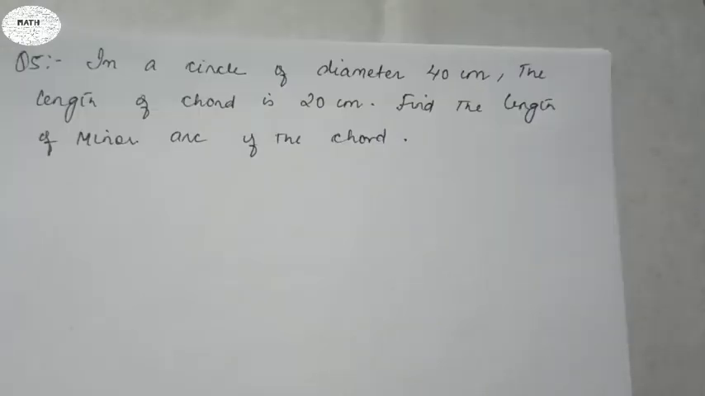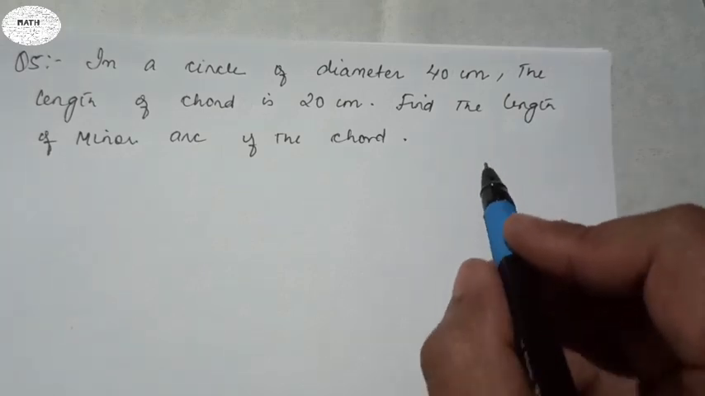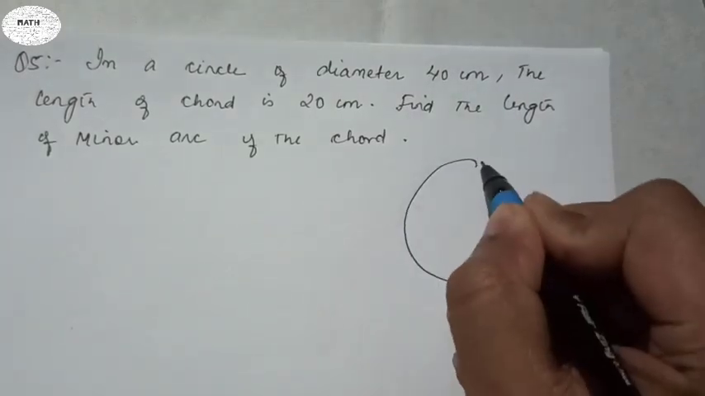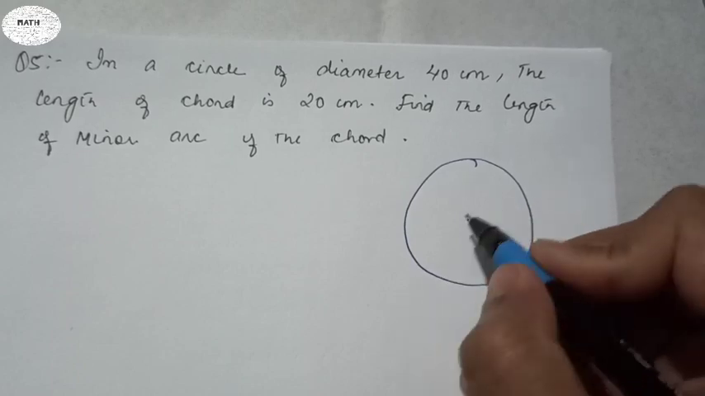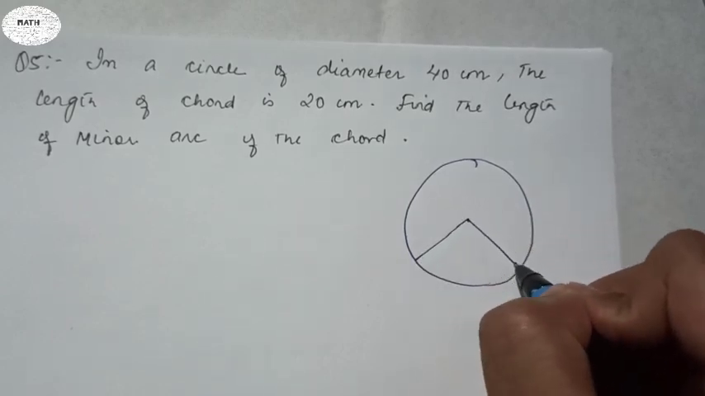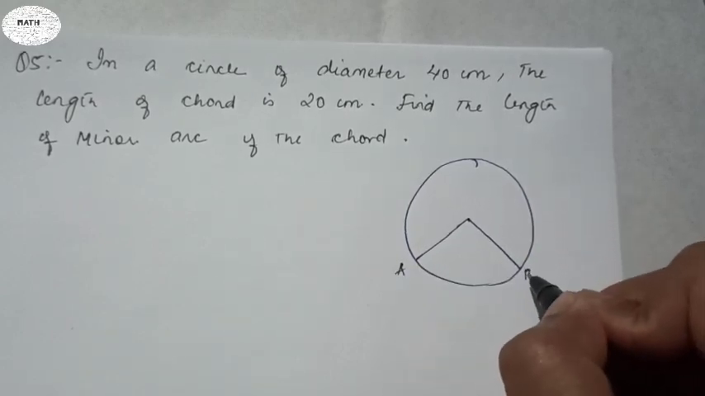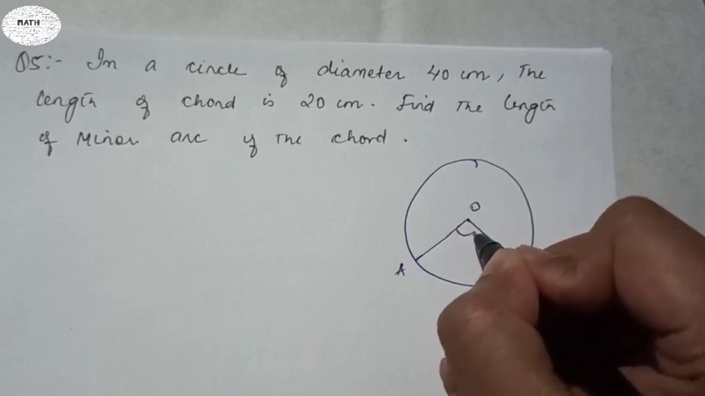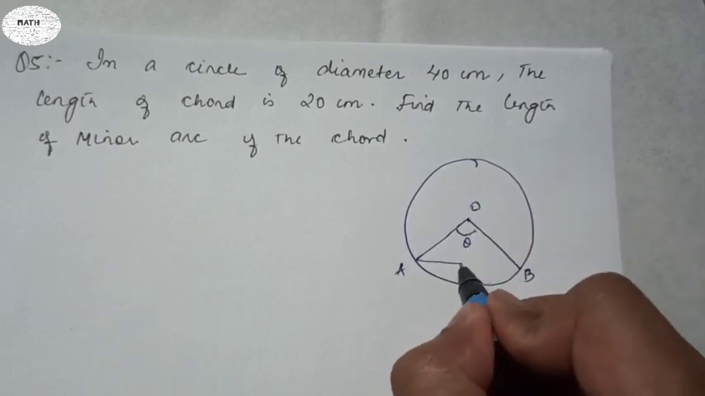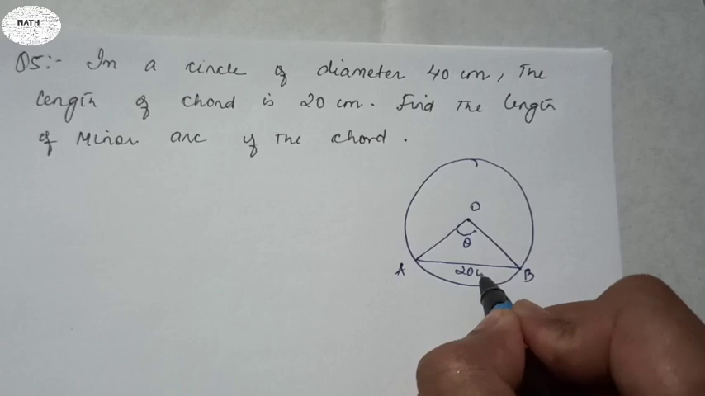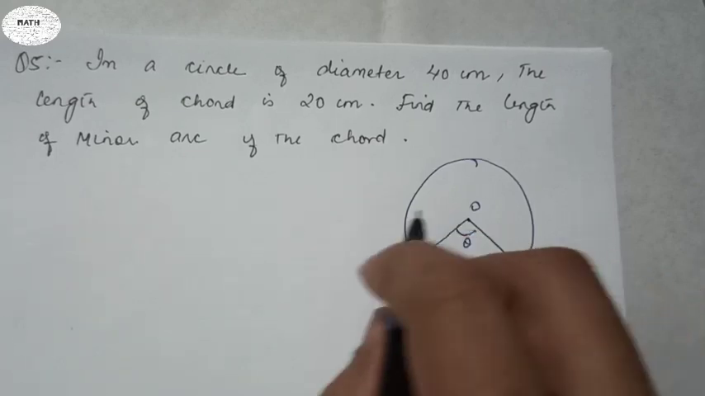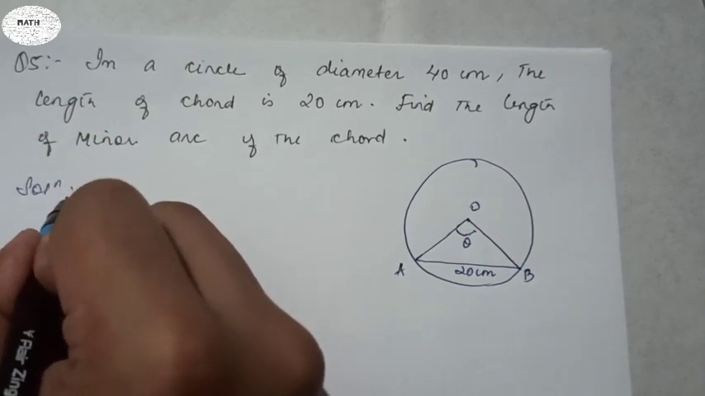Okay, your question number 5 is: in a circle of diameter 40 cm, the length of the chord is 20 cm. Find the length of the minor arc of the chord. So let me just draw a diagram. From the center till here is nothing more than your A, B. So center O. I will consider this angle to be theta. Let me join this, and this is given to be 20 cm. Okay, so solution.